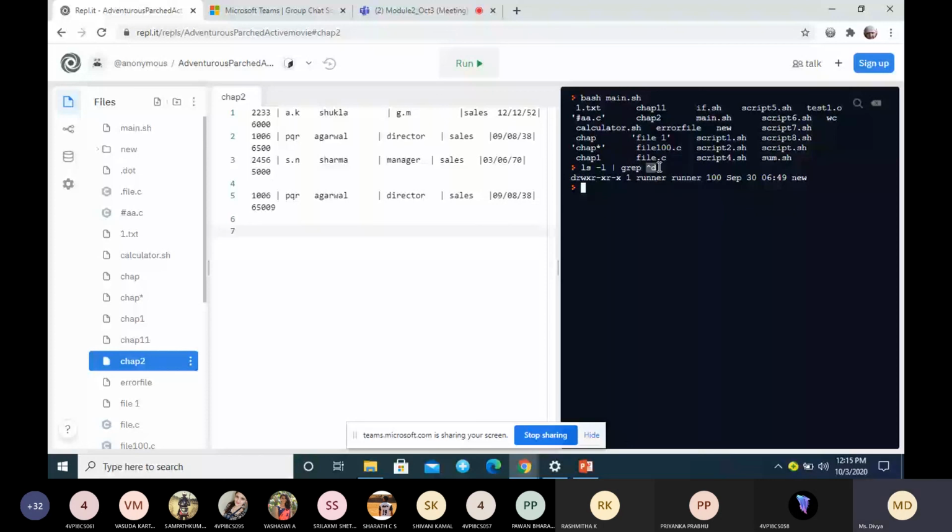So the caret symbol can be used for beginning, and it can also be used for negation, for not beginning. The dollar can be used for matching the end of the line. So that is about the caret symbol and dollar symbol with examples. Any doubt in caret symbol and dollar symbol?